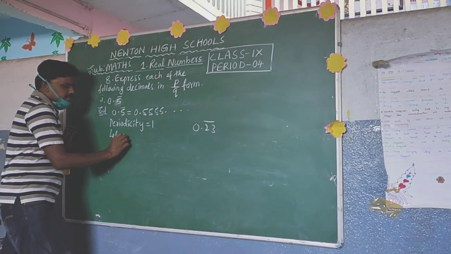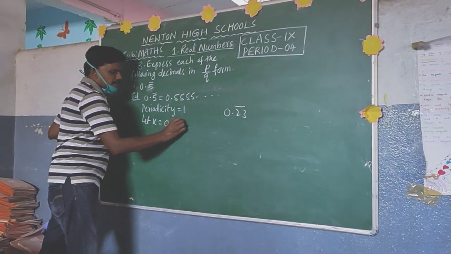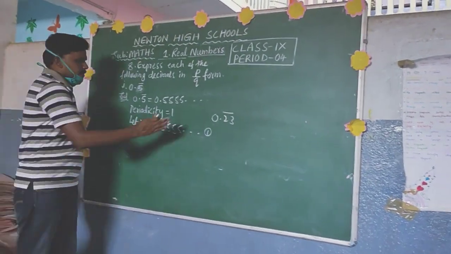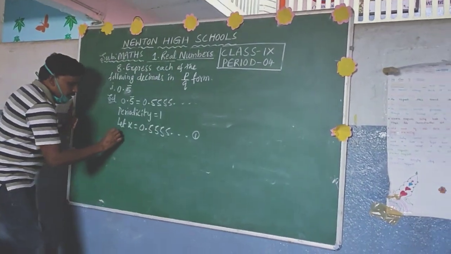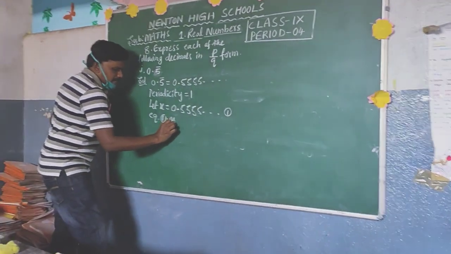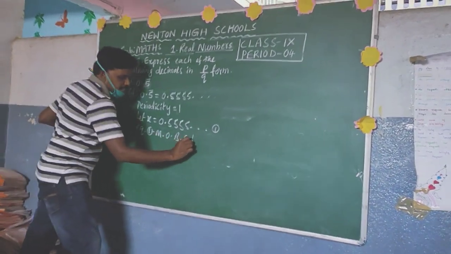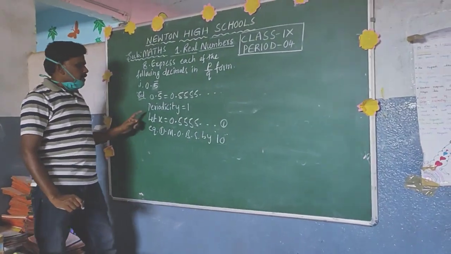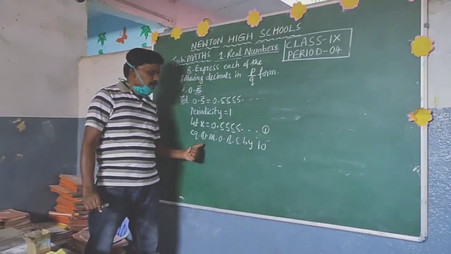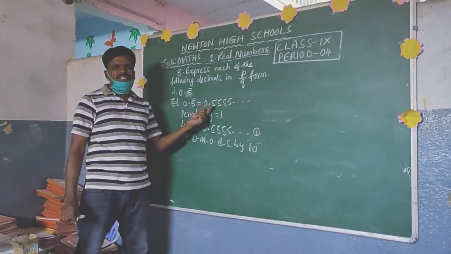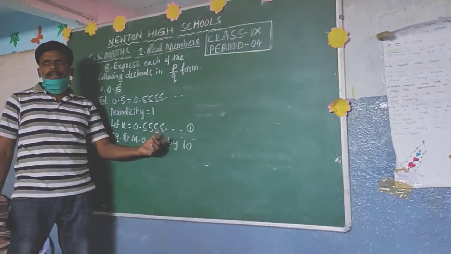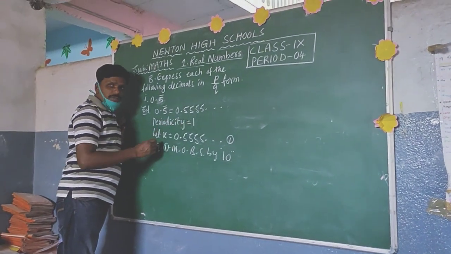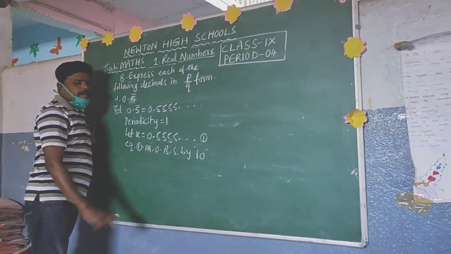Let x be equal to, for example, 0.555 and so on, the given number. That is equation number 1. Then the next step is to multiply equation 1 on both sides by 10. Why do we multiply with 10? Because if the periodicity is 1, we need to multiply with 10. If the periodicity is 2, we need to multiply with 100. So it depends upon the periodicity. In this case, the periodicity of the given number is 1, so we multiply the equation on both sides by 10.